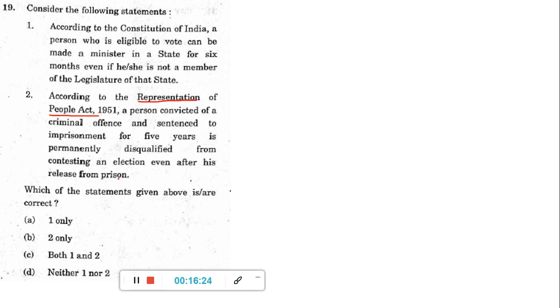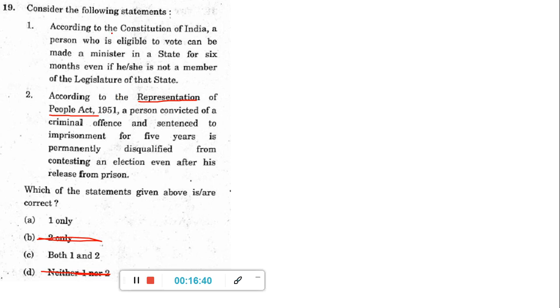I think it's the jail term plus 5-6 years during which you cannot participate, but after that you can come and stand in election again. Many criminals like that come back and stand in election. Okay, so 2 is definitely wrong. I'll show that clause also, I think section 8 of the Representation of People Act.